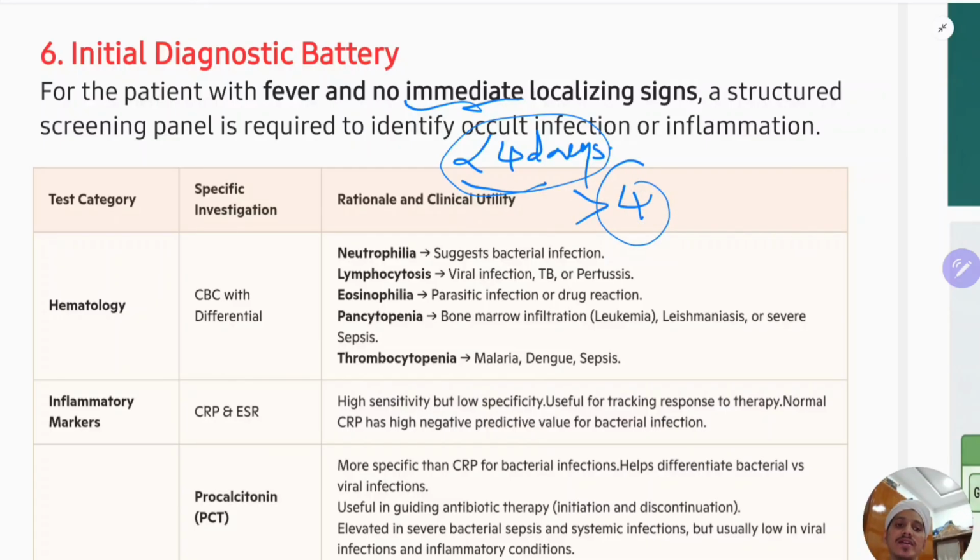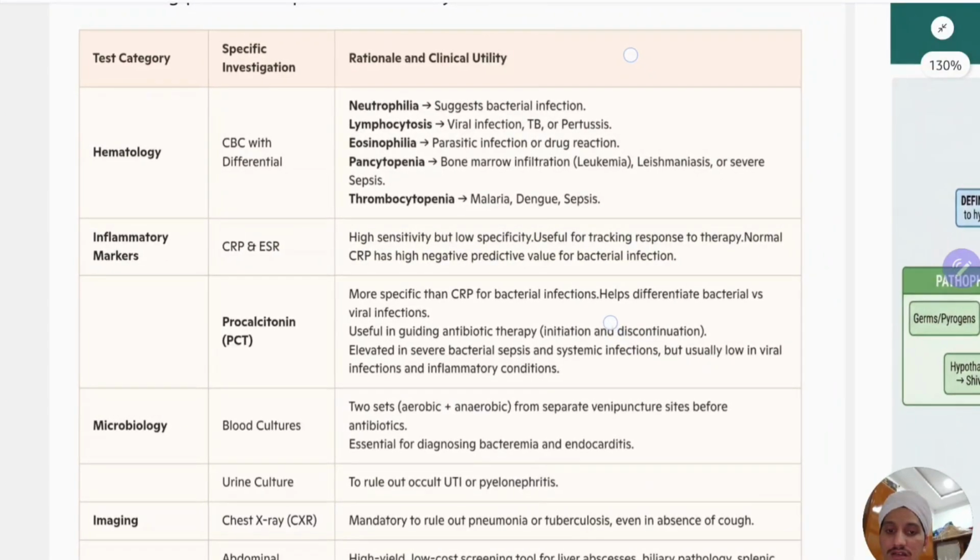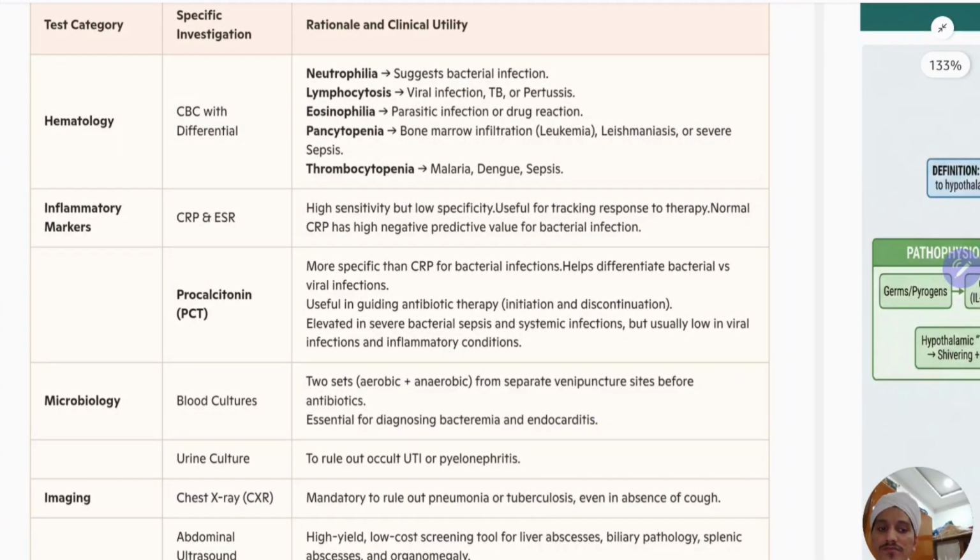Again you should take the history one more time, and examine the patient one more time. Again, if you don't find any symptoms or signs, then you should have these initial tests. For the patient with fever and no immediate localizing signs, a structured screening panel is required to identify occult infection or inflammation. So what are those investigations? Those include hematology, CBC with differential. CRP and ESR, procalcitonin, inflammatory markers. Microbiology, blood culture and urine culture. Imaging, chest x-ray and abdominal ultrasound. So these are the things we should do according to the book.